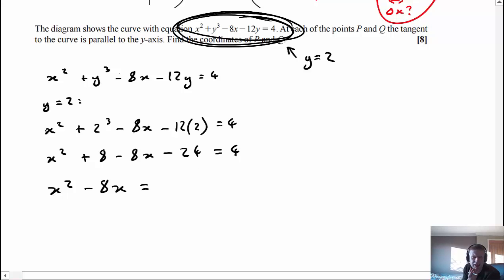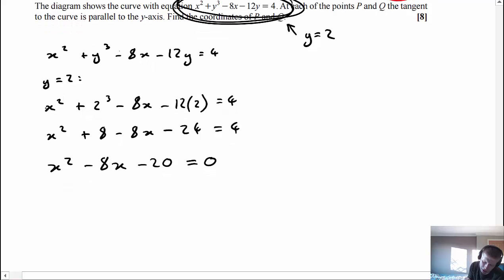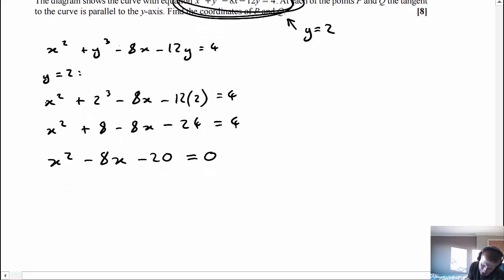Wait a minute, that's a quadratic. Do you know what? I've changed my mind. I'm going to take everything onto the left-hand side, so I've just got equals 0 on the right-hand side, because that's a quadratic, and I can solve it if it's equal to 0. So I've got 8 minus 24, so minus 24 plus 8, that's minus 16. Then I take the 4 over the other side, that's minus 20. Then I just hope, fingers crossed, that I can factorise this, and I think I can.